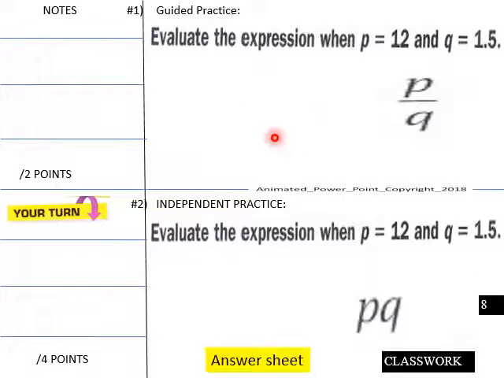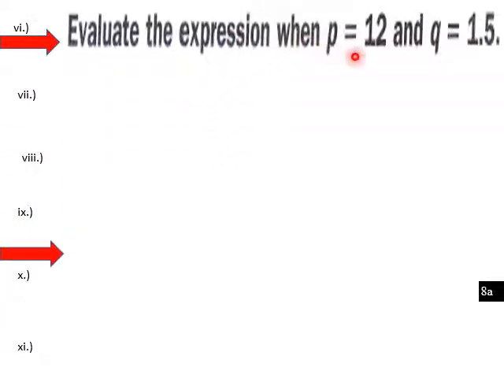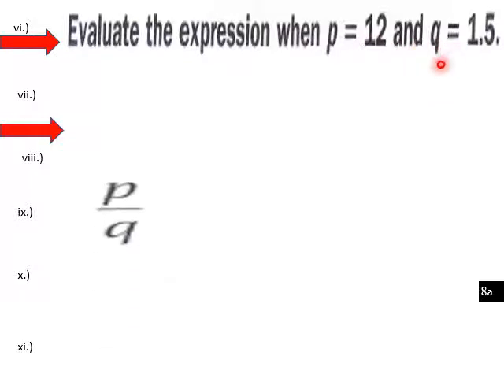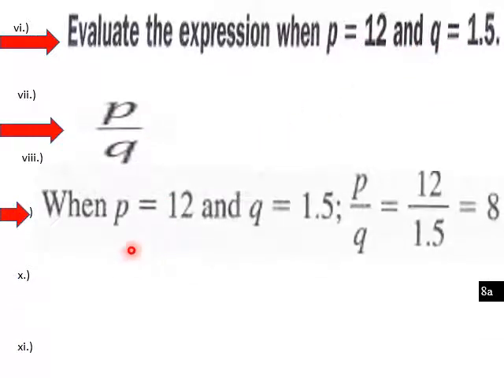Let's go into our guided practice here. Evaluate this expression when p equals 12 and q equals 1.5. And then down here, students, this is yours. Let's do our guided right now, p over q. So p is 12 and q is 1.5, p over q, so it'd be 12 over 1.5, which equals 8. So that would be how you would evaluate this expression here.